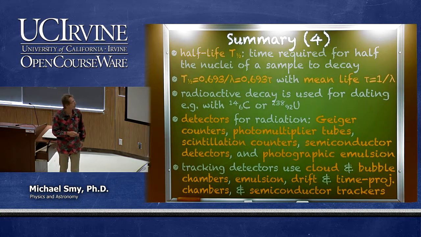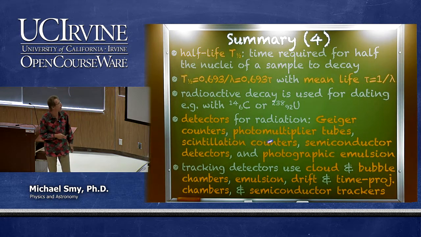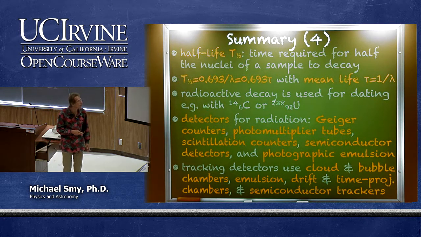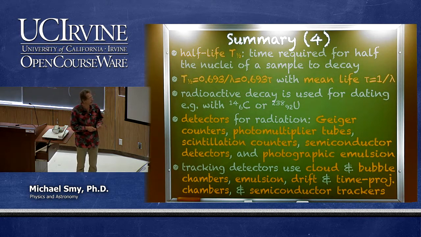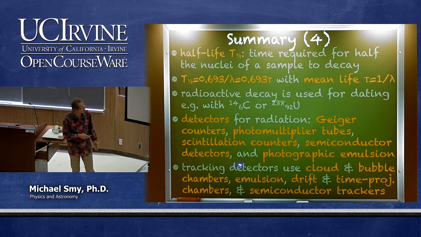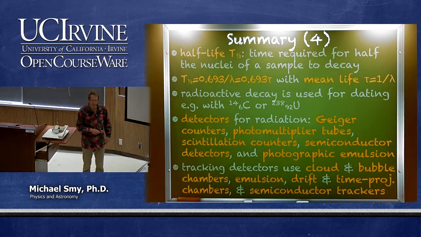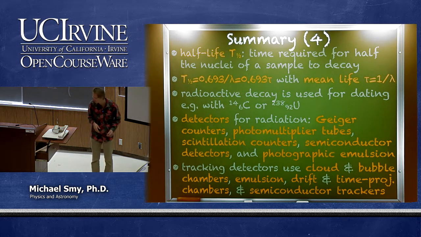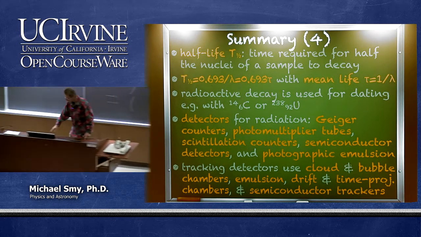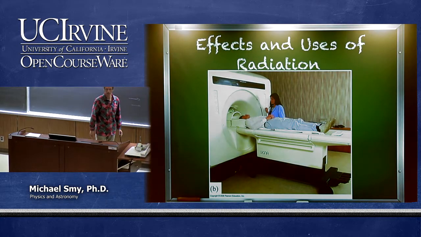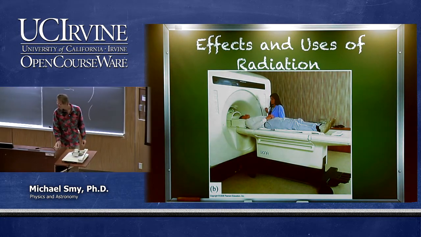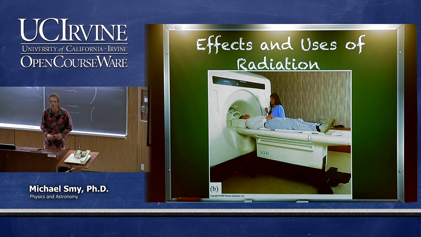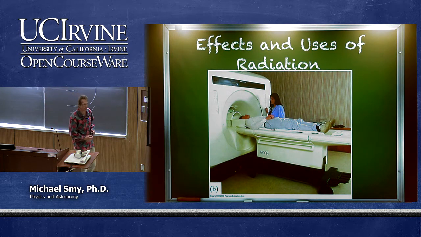There are detectors to detect radiation, for example, Geiger counters, photomultiplier tubes, scintillation counters, semiconductor detectors, and the first one ever used, photographic emulsion. Some of those are able to track charged particles, for example, the cloud and bubble chambers, the photographic emulsion, drift and time projection chambers, as well as semiconductor trackers. And then, of course, lastly, what I just summarized at the beginning, that radiation can cause damage as well as being useful in medical science.